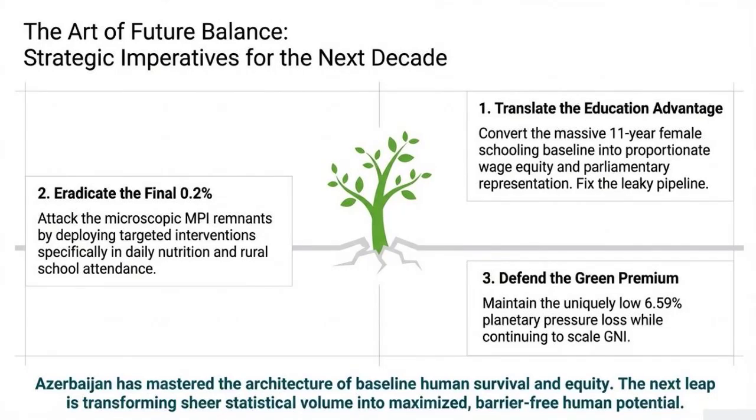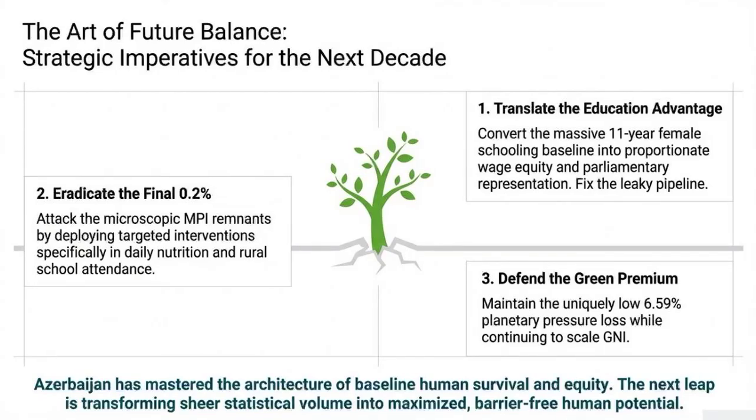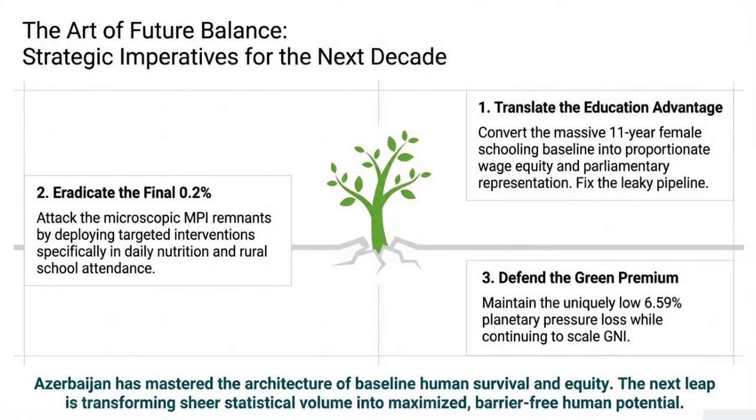Wow. It proves a vital philosophical point to the rest of the developing world. The green premium does not have to act as a barrier to human development. You do not need an exploding domestic carbon footprint to eradicate extreme physical poverty and educate your population. You could generate wealth through natural resources without designing your domestic economy to be inefficiently consumptive. It is a masterclass in macroeconomic balancing.